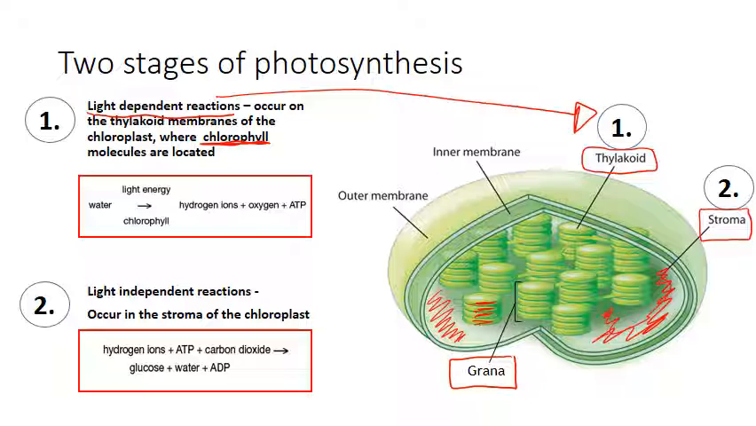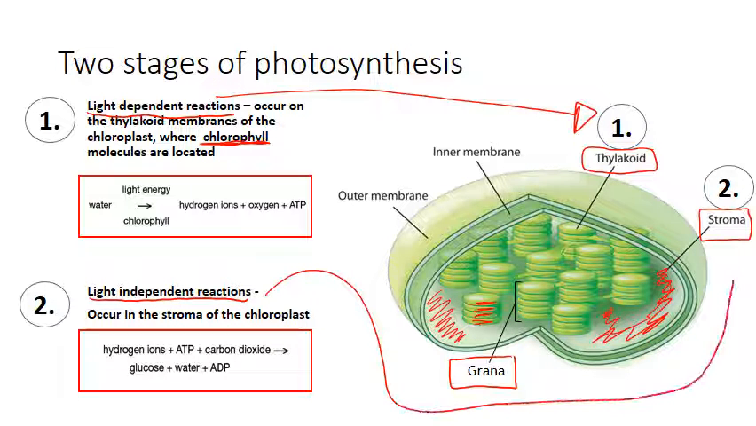Stage two of the photosynthesis reaction is called the light-independent reactions, and that's occurring in the stroma, so the space surrounding the thylakoids and the grana. We're now going to have a closer look at what exactly is happening in both of these reactions and how we go from having water and carbon dioxide with our sunlight and converting that into our glucose, oxygen, and some water as well.